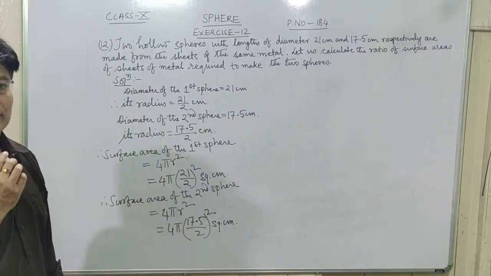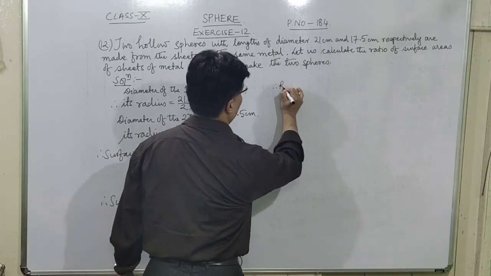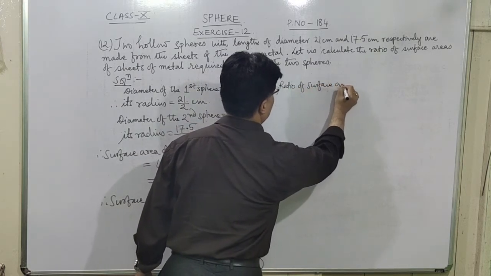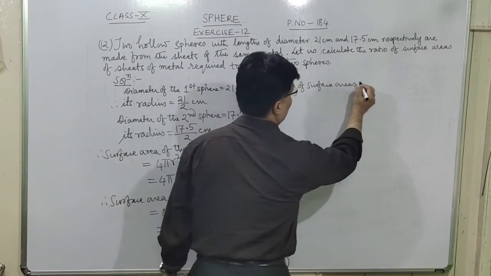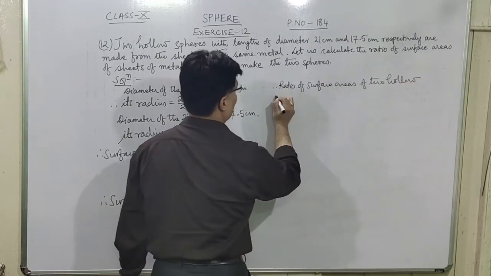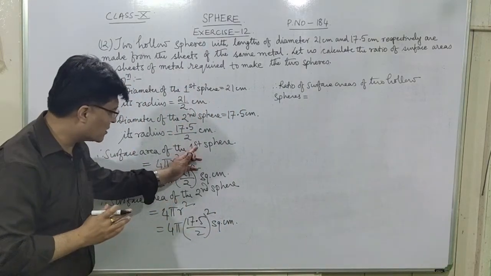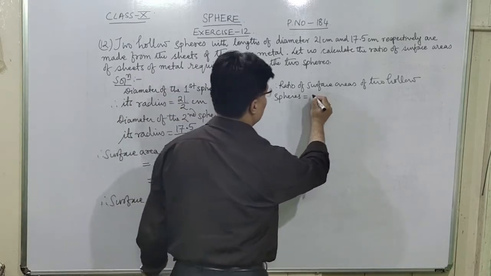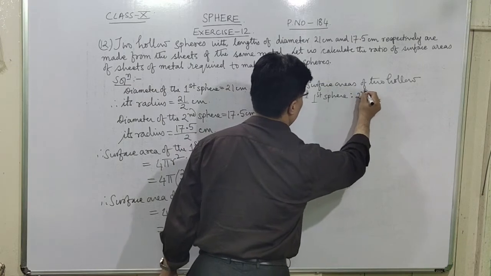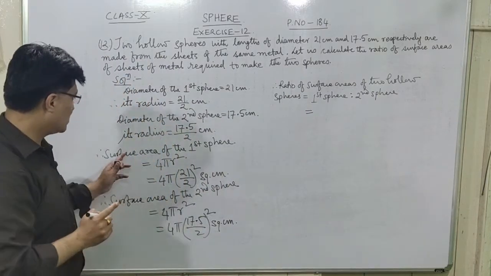Now let us calculate the ratio of surface areas of the two hollow spheres. So therefore ratio of surface areas of two hollow spheres is equal to, two hollow spheres means first sphere is to second sphere, right? So it is first sphere is to second sphere, which is equal to, what is the surface area of the first sphere?